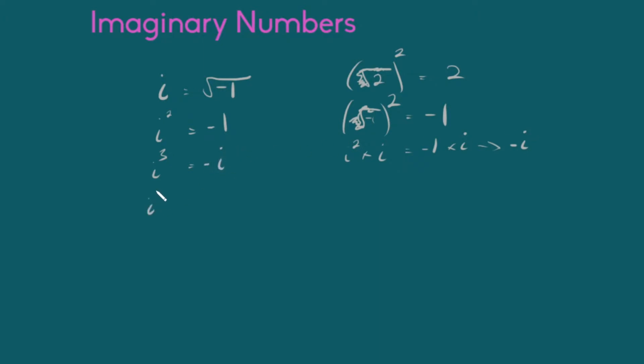And i to the power 4 is going to be i squared, squared. And so that's going to be minus 1 times minus 1. Well, we know that minus 1 times minus 1 is just positive 1. So i to the power 4 is 1.